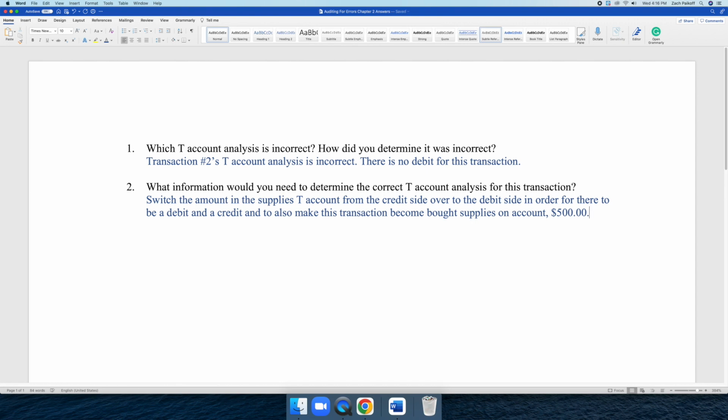All right, so that is the answer to the second and final question, and it's also the end of the Chapter 2, Auditing for Errors.